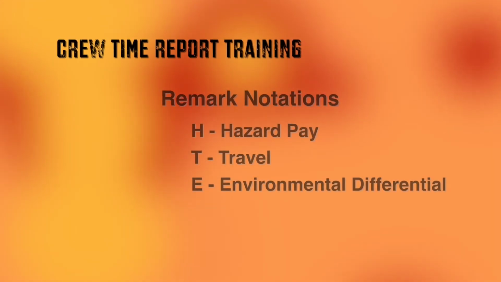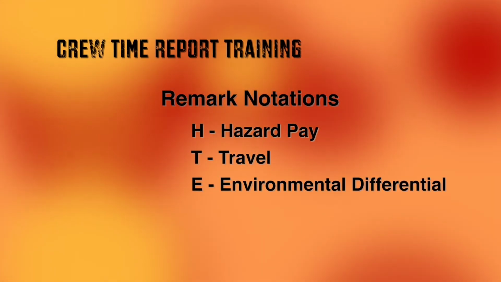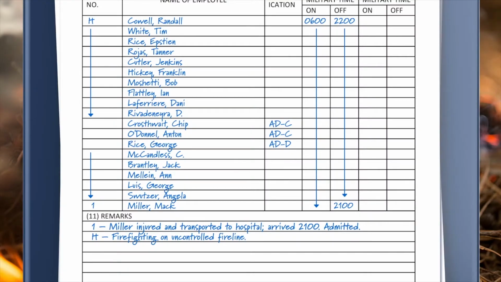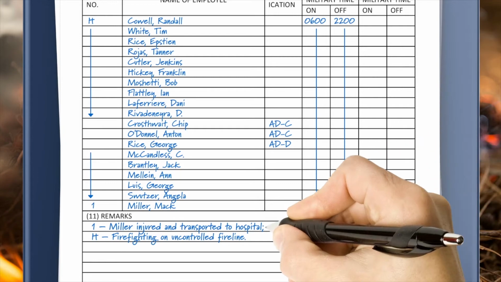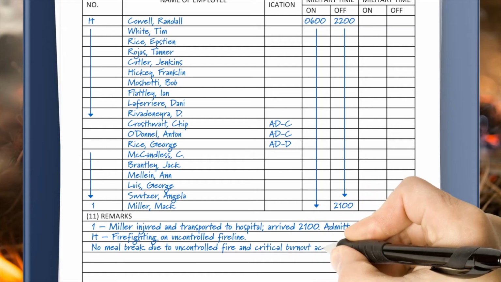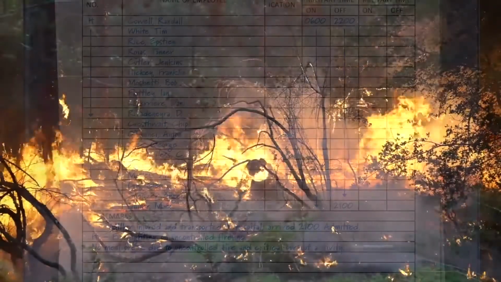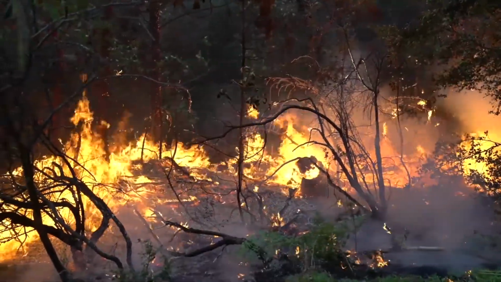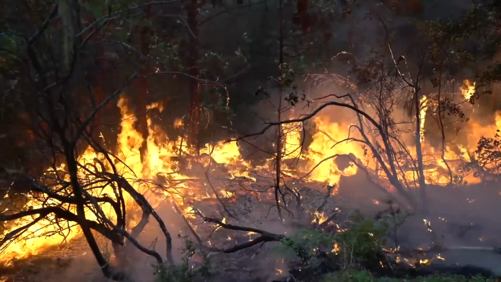Common notations for remarks include H for hazard pay, T for travel, and E for an environmental differential. Block 11 is also where the crew boss records anything out of the ordinary from Blocks 9 and 10 showing time on and time off. An injury or compensable meal breaks are examples of what is noted in the remarks block. Remember to include what activity was done that warrants a pay provision. For example, write that the crew was firefighting on an uncontrolled fire line rather than just putting uncontrolled fire line.